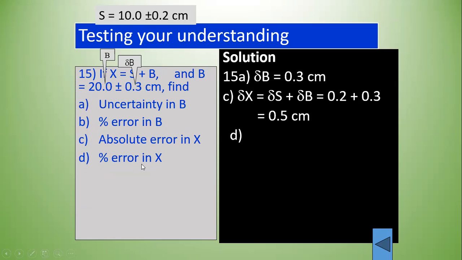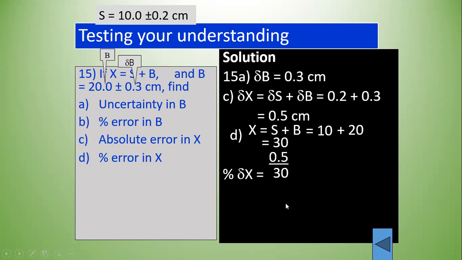Okay, percentage uncertainty in X. The same thing. This one we calculated previously. Calculate our X first. Our X is S plus B, 10 plus 20 is 30. So percentage uncertainty in X is delta X, delta X is 0.5 over X, X is 30, times 100. Get 7%.